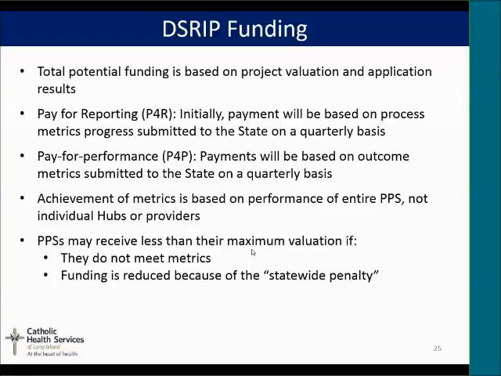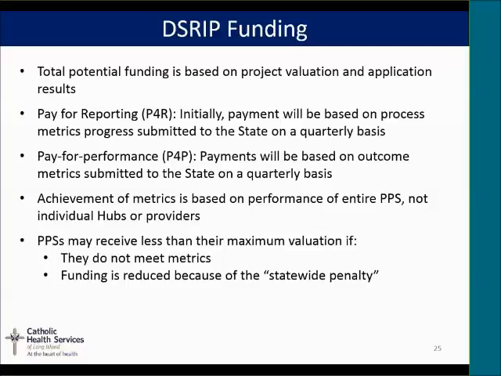And it's very interesting to remember that even though we're divided into hubs, and we, at CHS and within our hub, will be responsible for the providers in our hub and the performance of our hub, if the PPS as a whole, and even the state as a whole, doesn't meet some of these metrics and improvements, then we all fail together. We succeed together, we fail together.